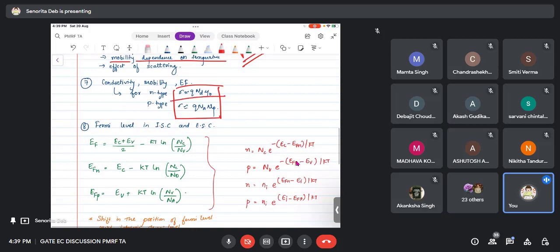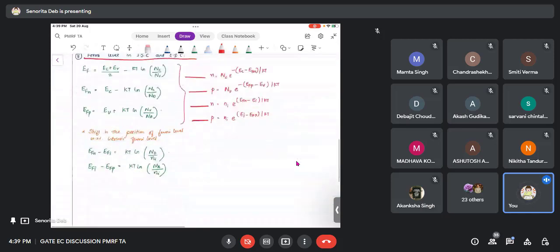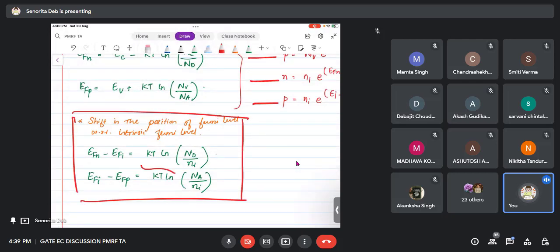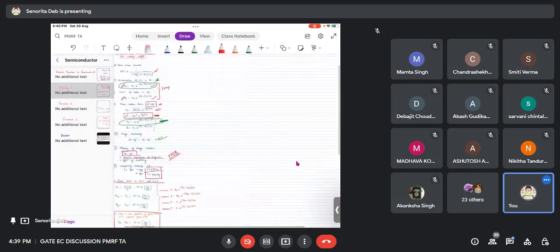Every time questions have been asked. Then the Fermi level in intrinsic semiconductor and extrinsic semiconductor. These are basically derived from the formulas that we saw above. Now, shift in position of Fermi level. This is also important. How much is the shift, they ask. So direct formulas are there, but how we arrive at the formulas is what you should study. So these are one set of expressions.